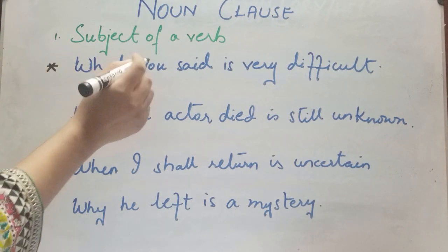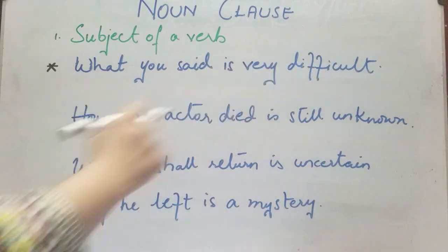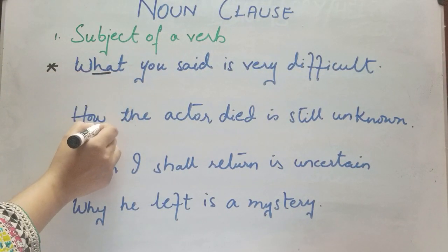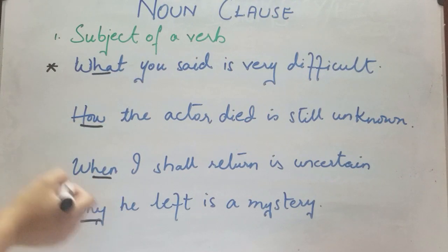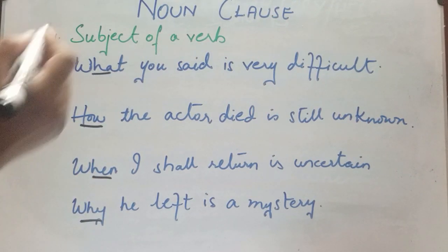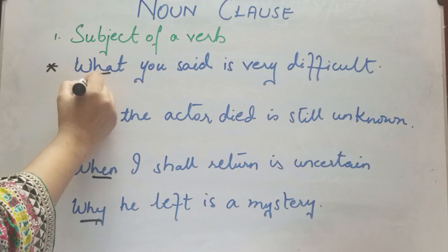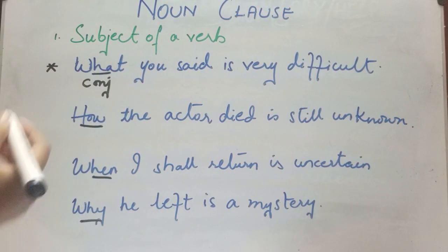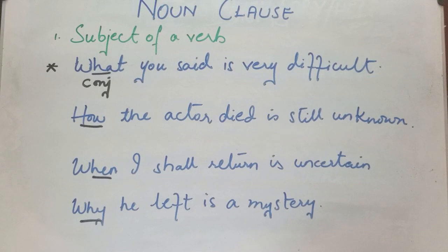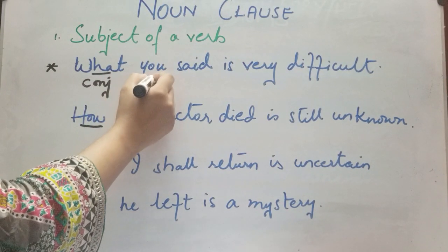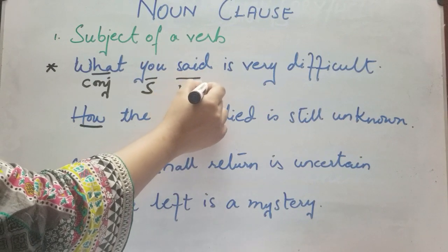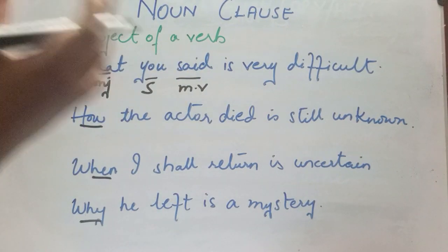The first one is, what you said is very difficult. Now see, I have got subordinating conjunctions over here: what, how, when, and why. So the subject starts with a conjunction, what you said. Now you over here, what is you? You over here is your subject. This is your main verb, said. Okay, what you said is very difficult.